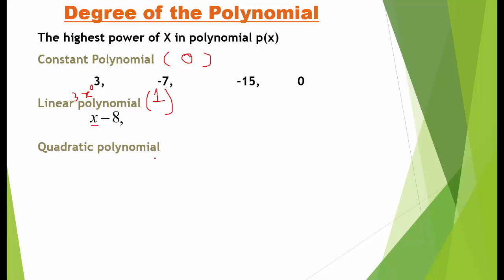Now quadratic polynomial, this can also be 8x plus 7, because here also degree means the highest power of the variable, say the variable is 1. Now a quadratic polynomial is that polynomial whose degree will be 2. Highest power will be 2.